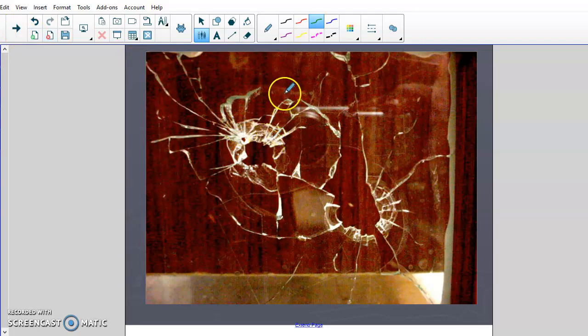Again, here's just another example. Your concentrics are here. There's a concentric here and here. And then you've got a bunch of radial fractures as well that are radiating outward. Okay, so radials go outward and concentrics are circular.